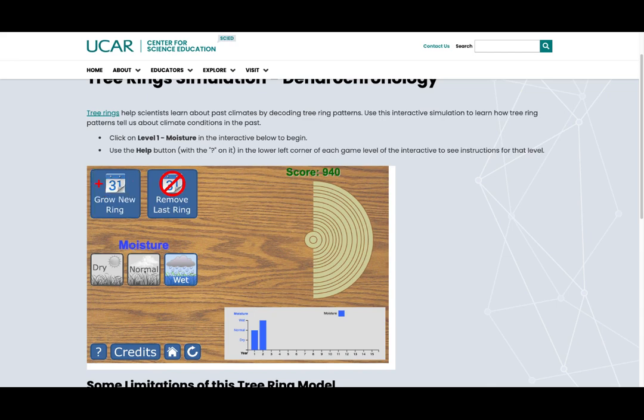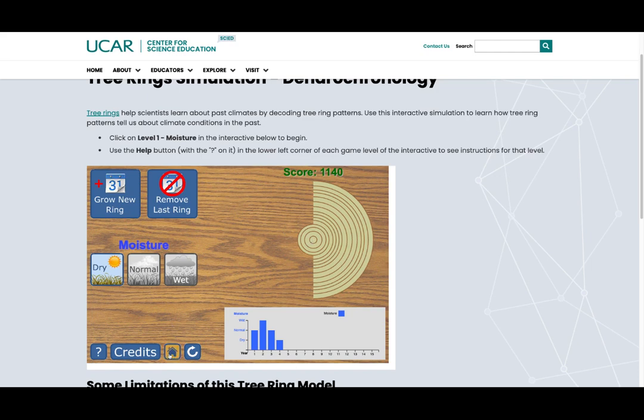Now that next one looks a little smaller, so I think I'm going to pick normal. And then we have a really skinny one, and I know that dry conditions are not as good. So I think because those rings are close together, that represents not as good growing conditions. Grow that new ring. Now you can see how I'm growing this whole thing, and I want to finish the whole circle. That is the moisture level.